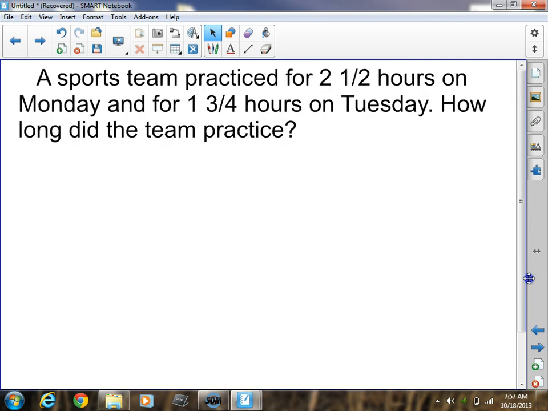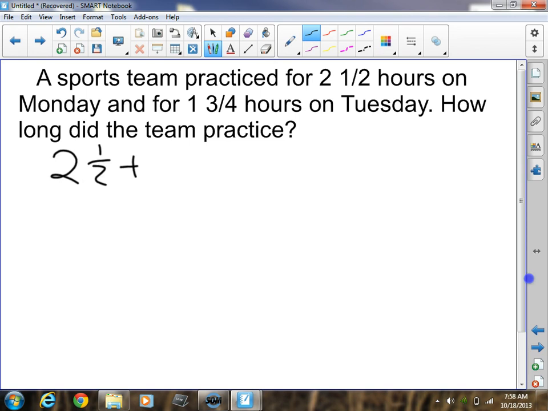We need to make sure you directly connect this to what we're doing in class and the word problem specifically. So let's go ahead and read this. It says a sports team practiced for 2 1/2 hours on Monday and for 1 3/4 hour on Tuesday. How long did the team practice? So we're going to be adding these two fractions, so 2 1/2 plus 1 3/4. Well, first thing I'm going to add my whole numbers and get 3. Now I'm going to add my fractions.